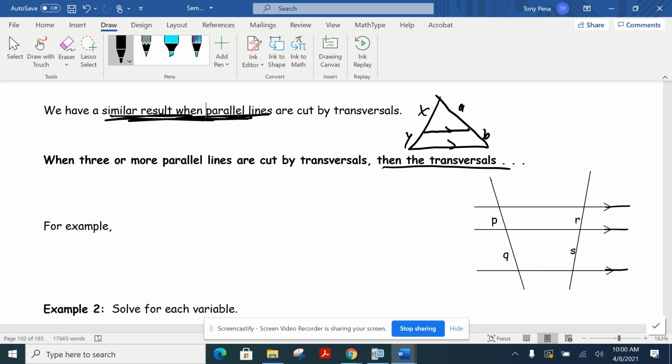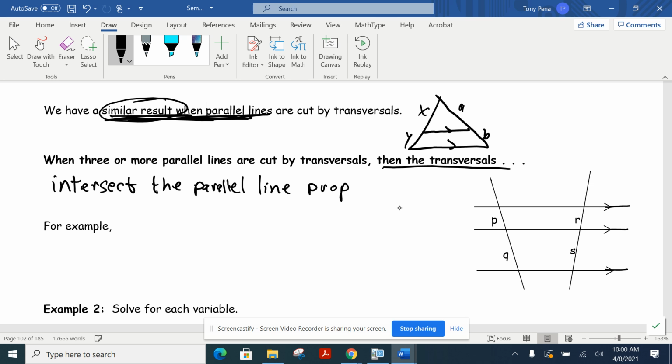When we finish in these notes, then the transversals... All right, Ahmed, what word do you like the best? Divide, intersect. Intersect, okay. Then the transversals intersect the parallel lines, not shockingly, since it says it's a similar result, the parallel lines divide the transversals proportionally. All right, so understand now what that means. Here are these 3 parallel lines, 1, 2, 3. It divides these guys up proportionally.